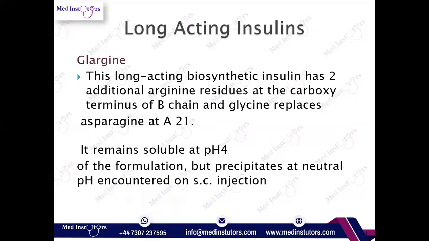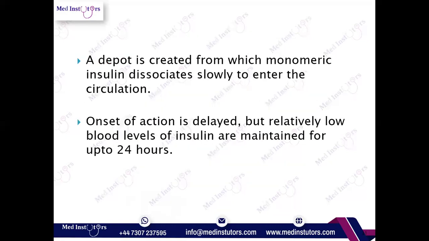This long-acting biosynthetic insulin has two additional arginine residues at the carboxy terminus of the B chain, and glycine replaces asparagine at A21. The classic feature you should capture from the slide is the pH. It remains soluble at acidic pH, but precipitates at neutral pH on subcutaneous injection. So remember this point, very important about glargine, which is a long-acting insulin. It remains soluble at pH 4 of the formulation, but precipitates at neutral pH on subcutaneous injection.